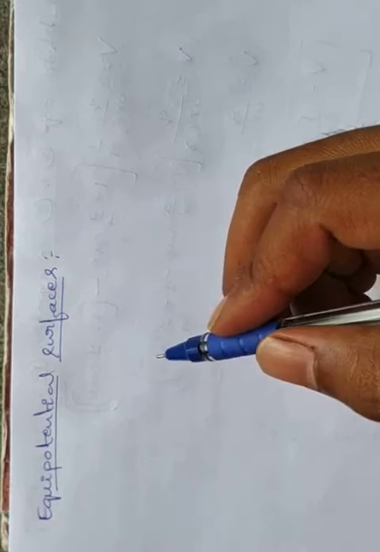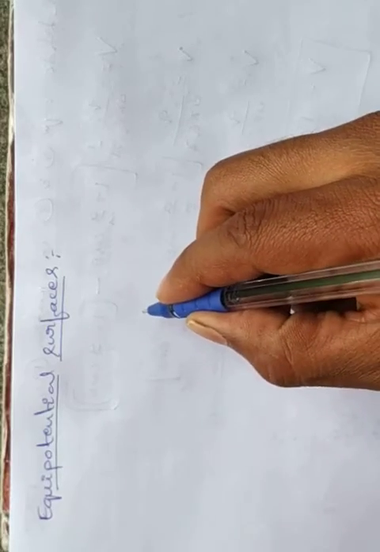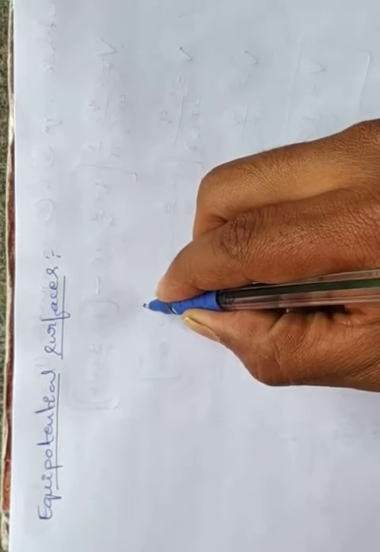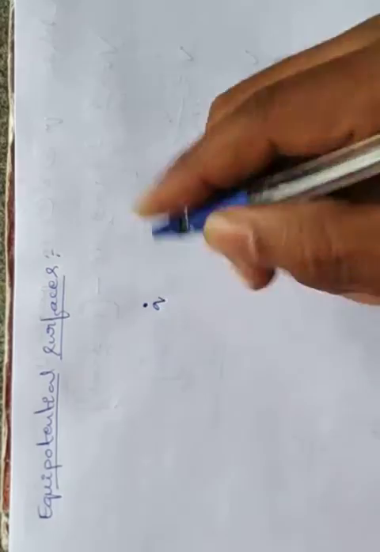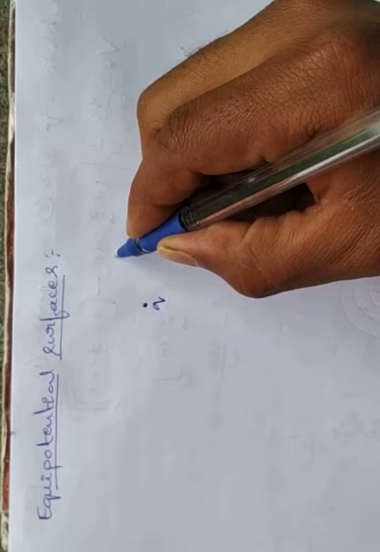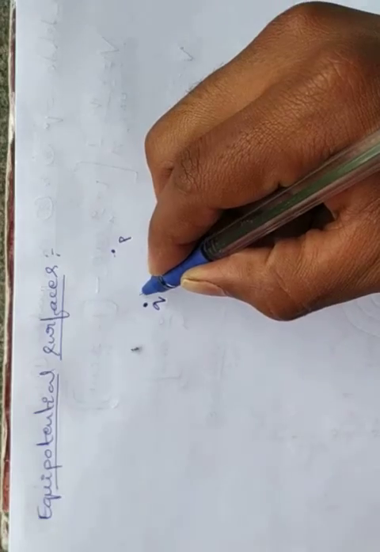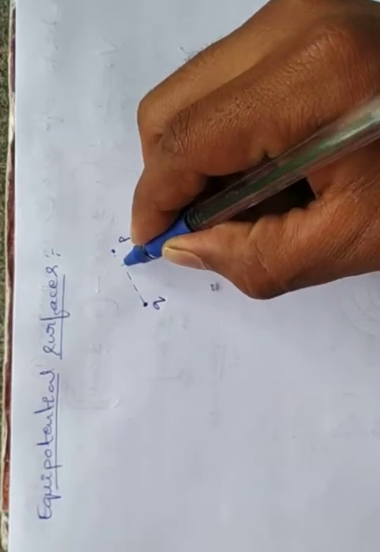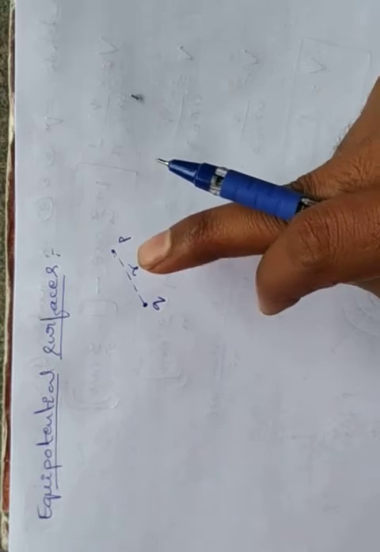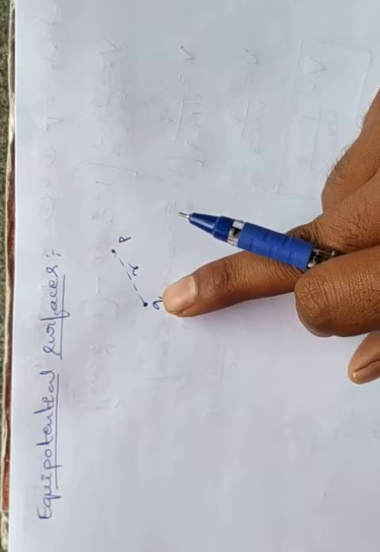For example, I would take one charge here. So this is the one charge, which I have taken as Q. I will measure a potential at a point P. Now the distance I have taken as R. At some distance R, I measured the potential because of this charge.